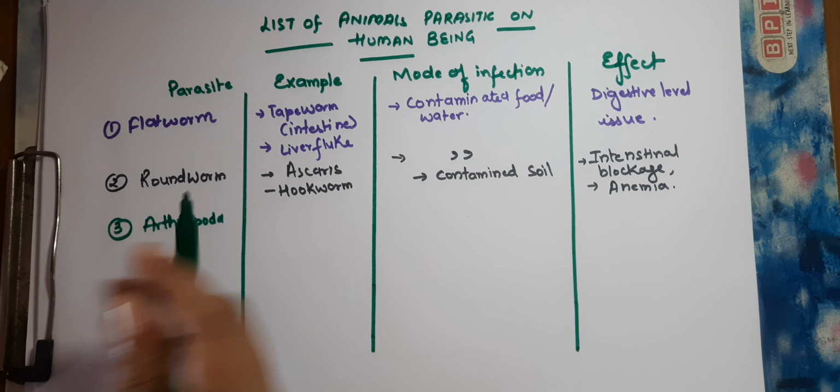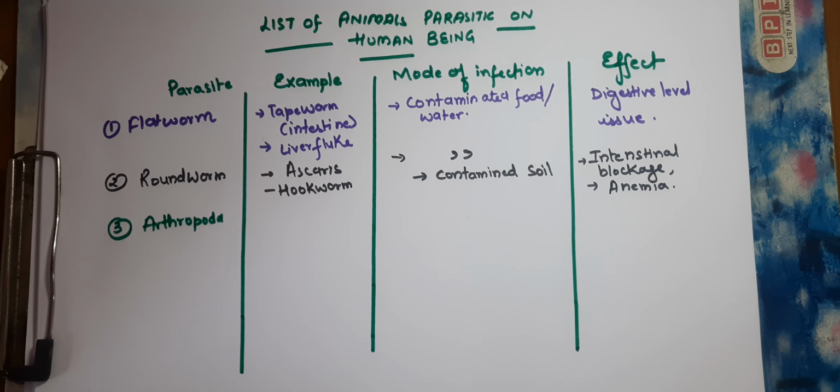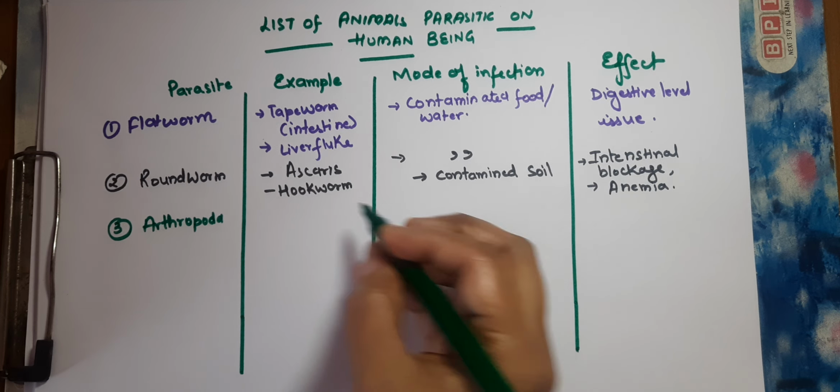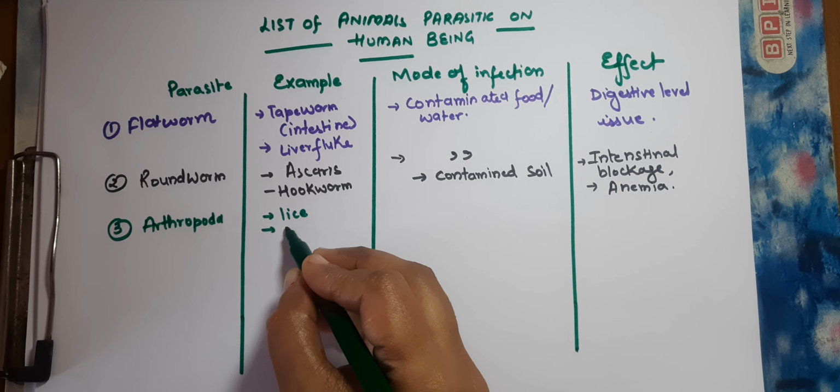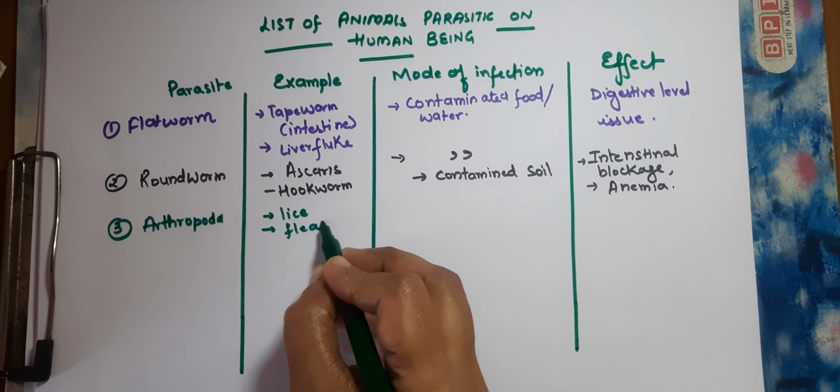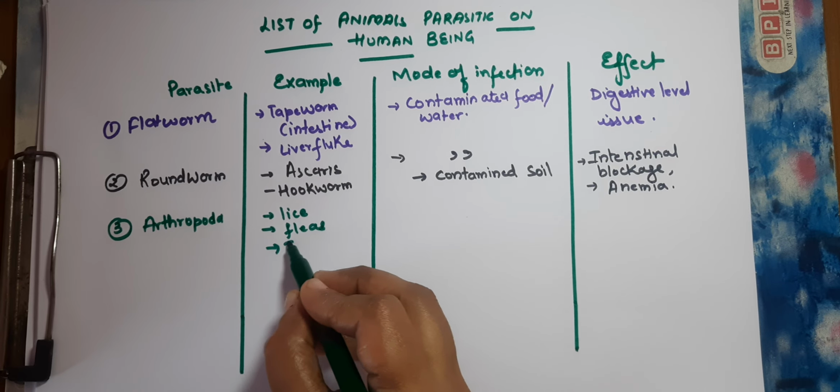So the arthropoda, we already studied that it's the largest group of the animal kingdom. Many arthropods act as external or internal parasites that feed on the blood or live within the human body. So we will take three examples. The first one is the lice, the second one is the fleas, and the third one is the ticks.